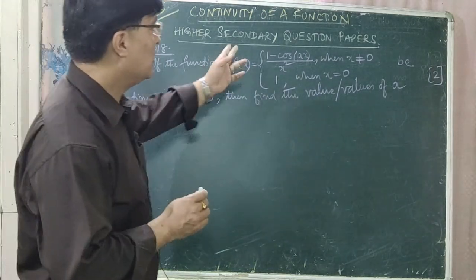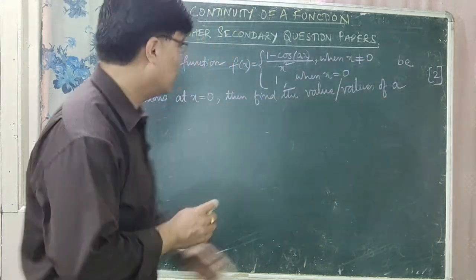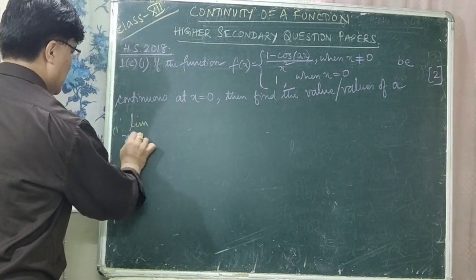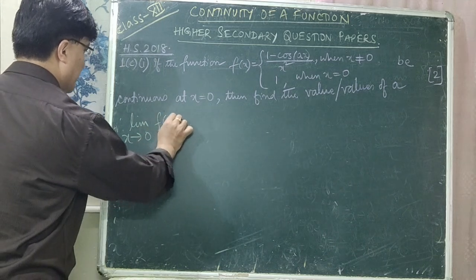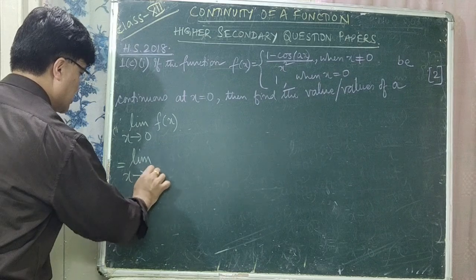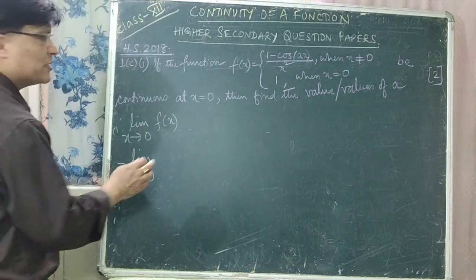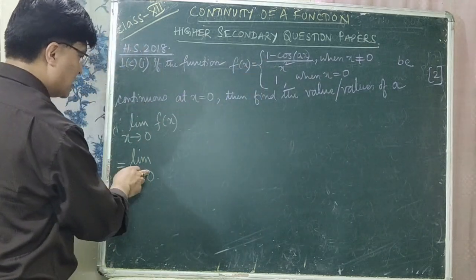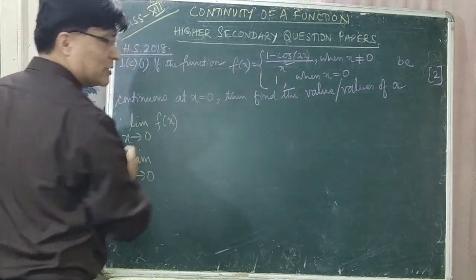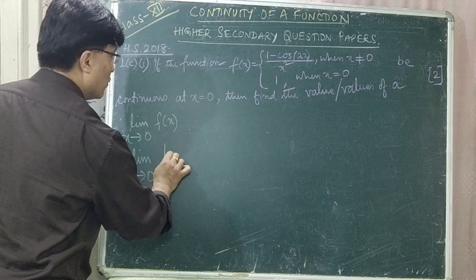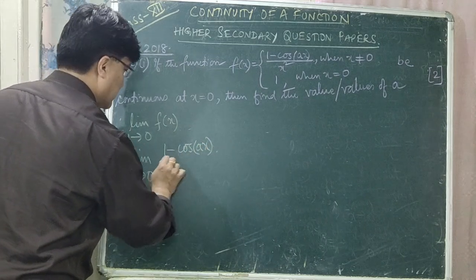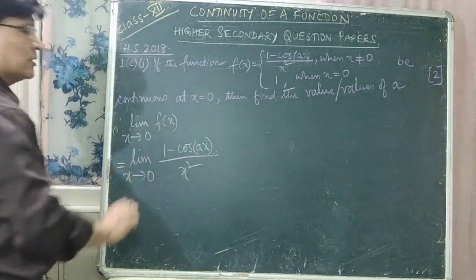Just find out limit x tends to 0. So limit x tends to 0 f of x is equal to limit x tends to 0. What is the value of f of x in this case? It is when x tends to 0 but x is not exactly equal to 0. So you can write this function as 1 minus cos ax divided by x square.